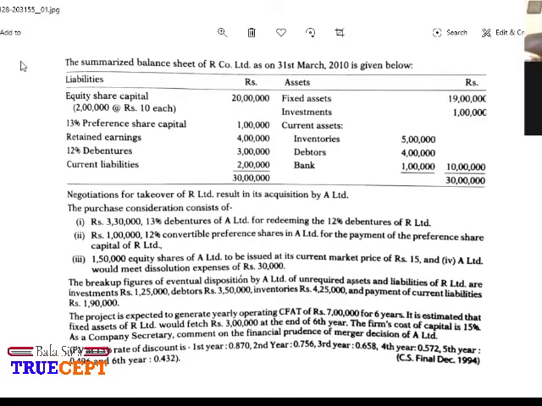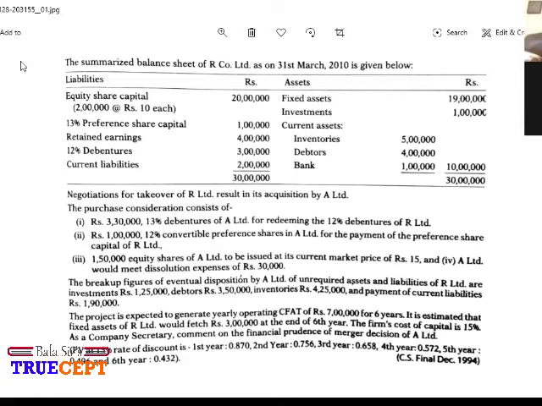Just read the question. The summarised balance sheet of R Limited as on 31st March 2010 is given below. Equity share capital, 2 lakh shares at rupees 10 each, 20 lakh. 13% preference share capital, 1 lakh. Retained earnings, 4 lakh. 12% debentures, 3 lakh. Current liabilities, 2 lakh. In total, 30 lakh. On the asset side, fixed assets 19 lakh, investments 1 lakh. In current assets, inventories 5 lakh, debtors 4 lakh, bank 1 lakh, in all 10 lakh. So the total is 30 lakh.